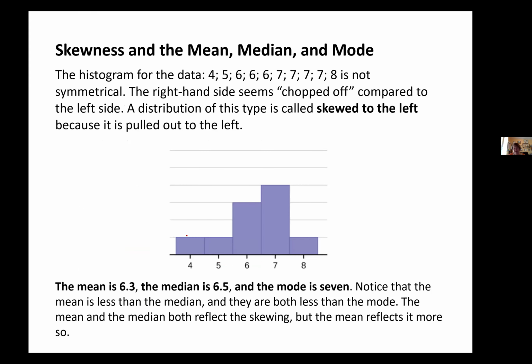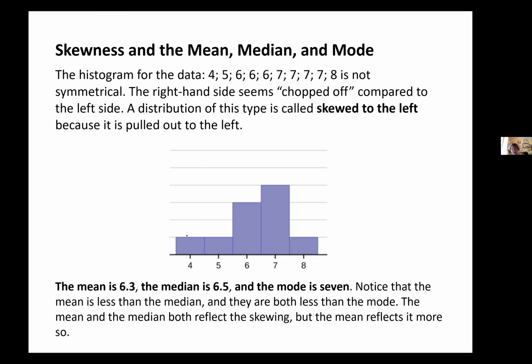Now you can have data that's skewed, and we talked about this, I think Tuesday or last Thursday. I don't know what day we talked about skewness. So if you look at this data set here, it looks like the right-hand side gets kind of chopped off, and we have this kind of tail on the left. And we call this skewed to the left, because it's being pulled, we got this tail. It's like a wedding train on a wedding dress. It's being pulled to the left.